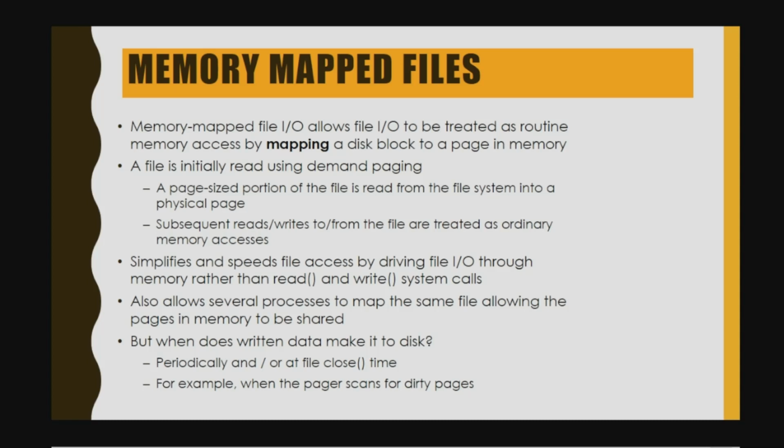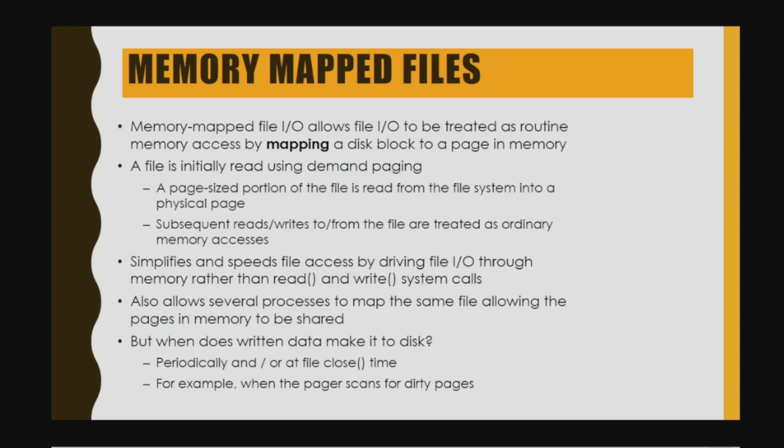Next is about memory-mapped files. Memory-mapped file I/O allows file I/O to be treated as routine memory access by mapping a disk block to a page in memory. A file is initially read using demand paging. A page-size portion of the file is read from the file system into a physical page. Subsequent reads and writes to and from the file are treated as ordinary memory accesses. This simplifies and speeds up file access by driving file I/O through memory rather than read() and write() system calls.